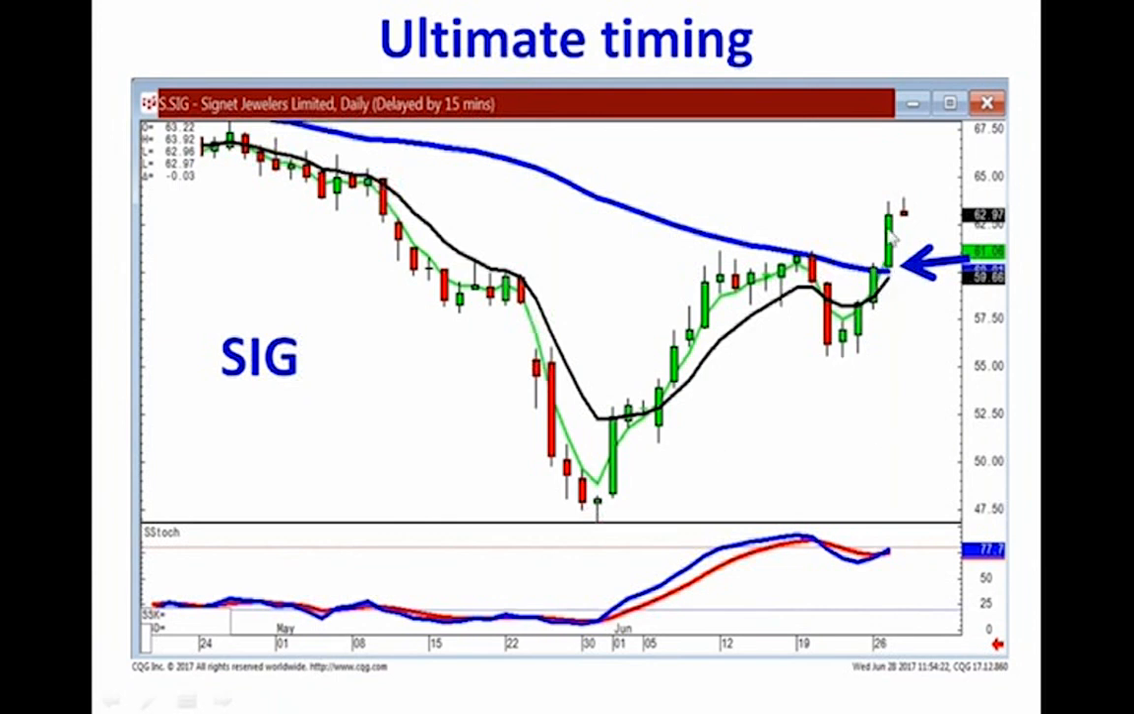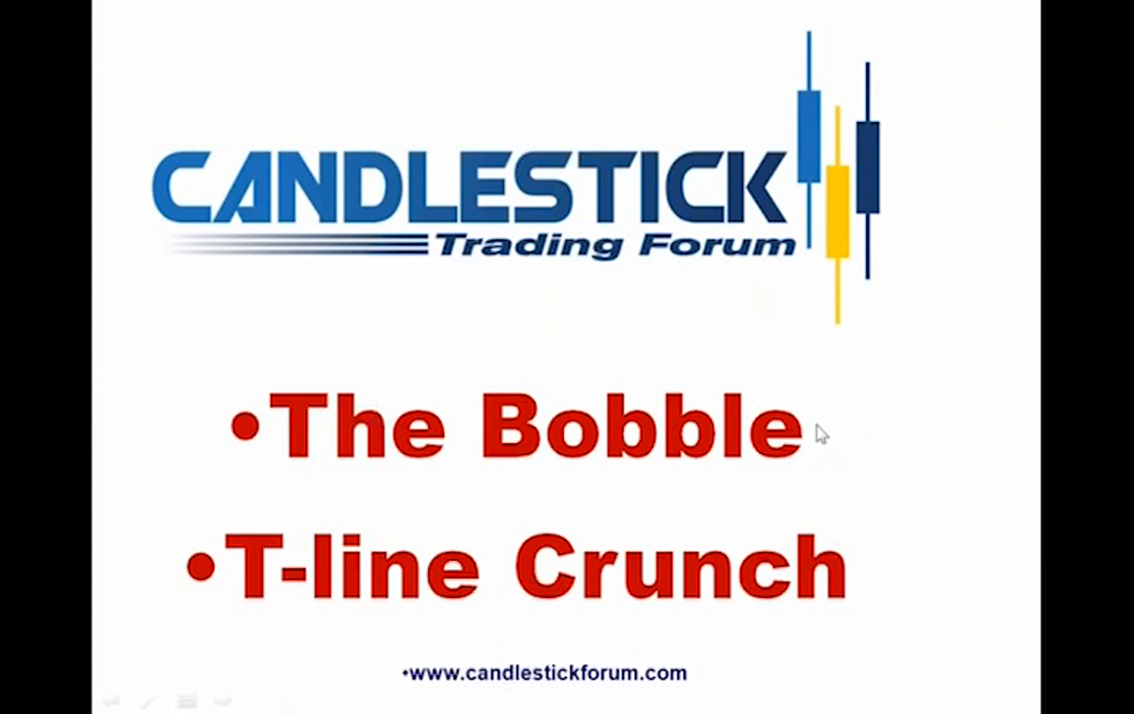So anyways, this is the whole point of examining these different patterns, like the Bobble pattern. It puts us in high probability trade setups right from the get-go. So I guess that's about all I got on the Bobble and T-line crunch.